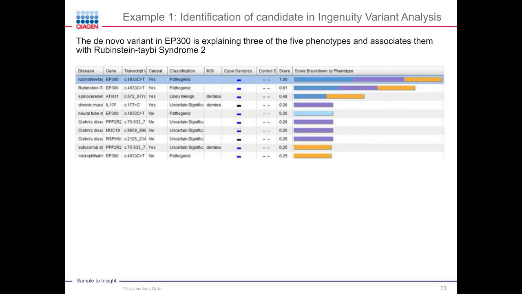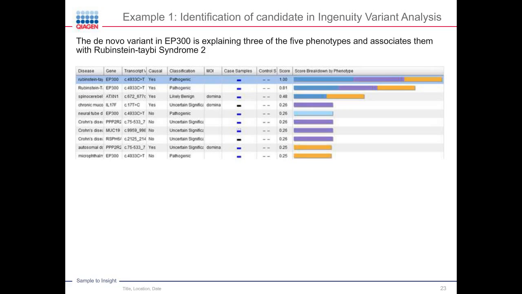So let's have a look at this list of variants. On top we have the variant which was ranked the highest and has the highest score. You can see it's explaining 3 of the 5 phenotypes. And that is a variant in EP300. The other variants you can see here are only explaining 2 of the phenotypes or just 1. So they are not really good candidates.